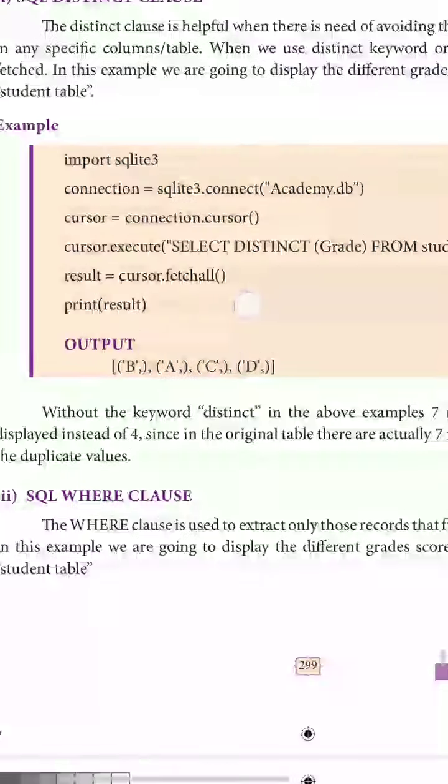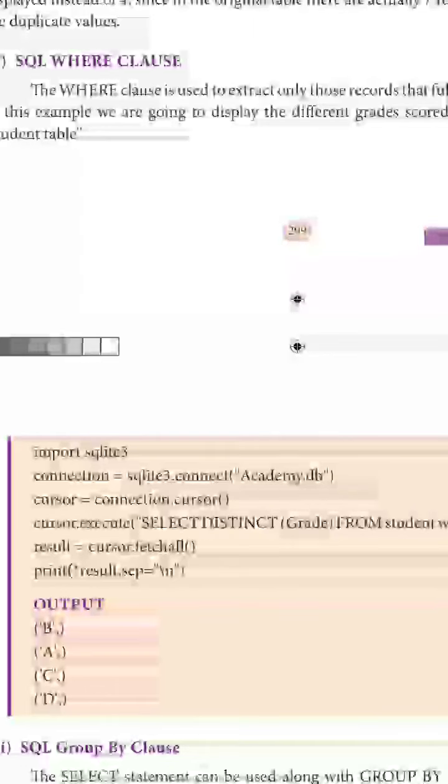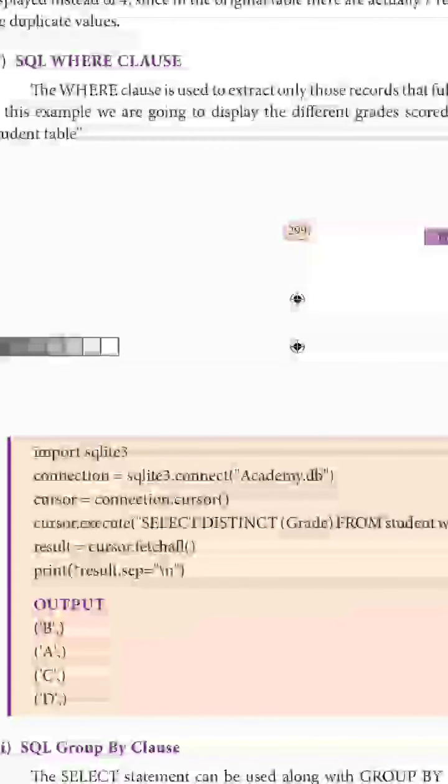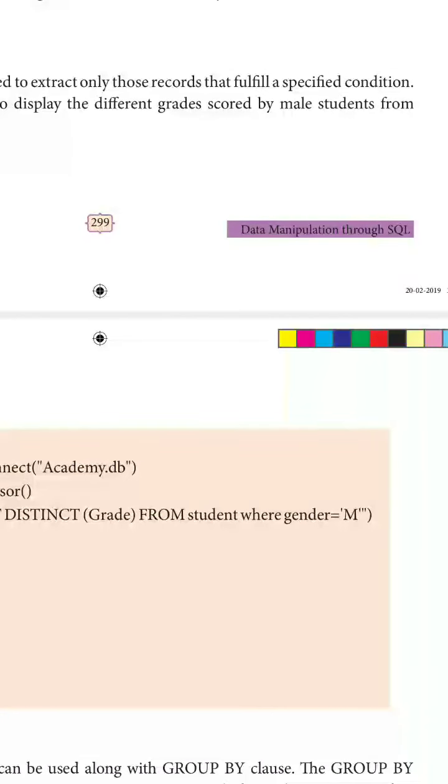Next clause is where. Where means you can give a condition. Here you can see select distinct grade from students where gender is equal to male, M.